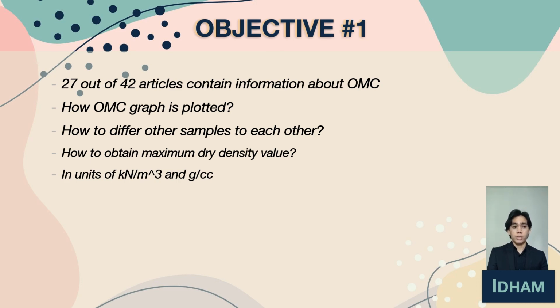It can be plotted as a graph of dry density value against water content percentage. And how do we differentiate samples from each other? Of course, samples have different percentages when mixed with additive substances, but the graphs can be overlaid upon each other, and all the values can be observed from there. The maximum dry density value can be obtained from the graph, and it exists in units of kilonewton per meter cube and also g/cc, but most commonly kilonewton per meter cube.